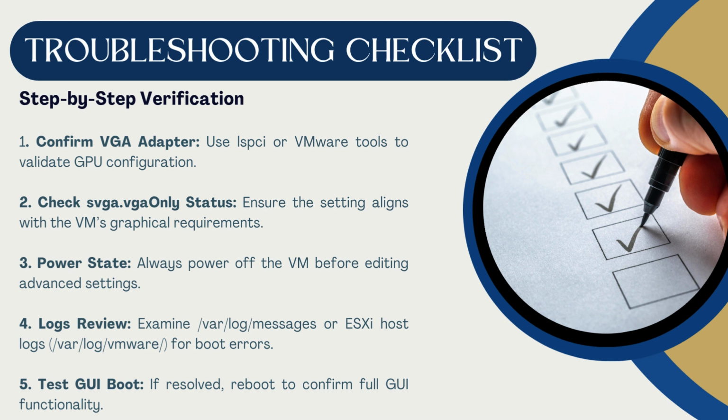Step 3. Check the power state. Always power off the VM before editing the advanced settings. Step 4. Perform a logs review by examining /var/log/messages or ESXi host logs in /var/log/vmware for boot errors. Step 5. Test GUI boot. If it is resolved, reboot to confirm full GUI functionality.